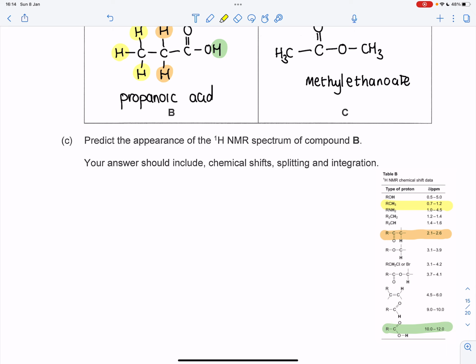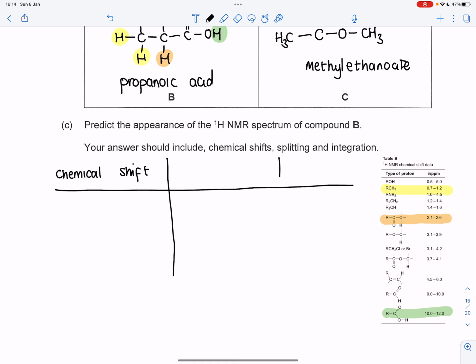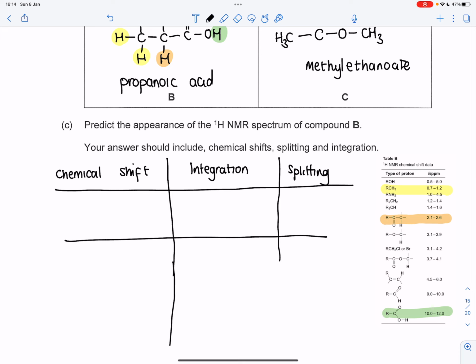We would expect to see 3 peaks, because there are 3 proton environments, and we'll go through each peak and write down the chemical shift. We'll make it like a little table to save repeating writing: the chemical shift of each of these peaks, the integration of each of these peaks, so what would be the relative area, and the splitting pattern of each of these peaks. And we know we've got 3.